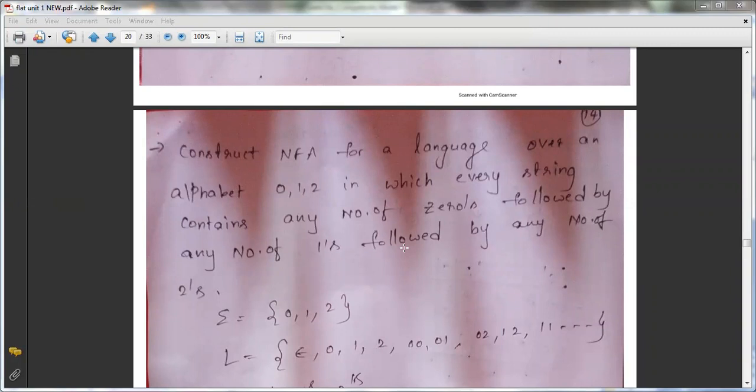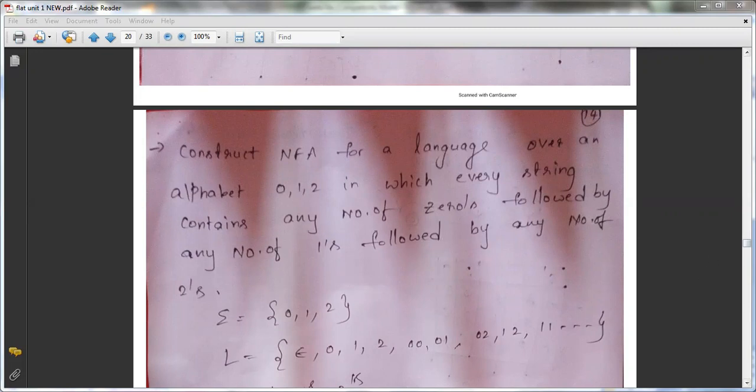Before going to the conversion of NFA with epsilon to without epsilon, here, construct an NFA for a language over an alphabet 0, 1, 2, in which every string contains any number of zeros followed by any number of ones and followed by any number of twos. That's the question I am going to have now.